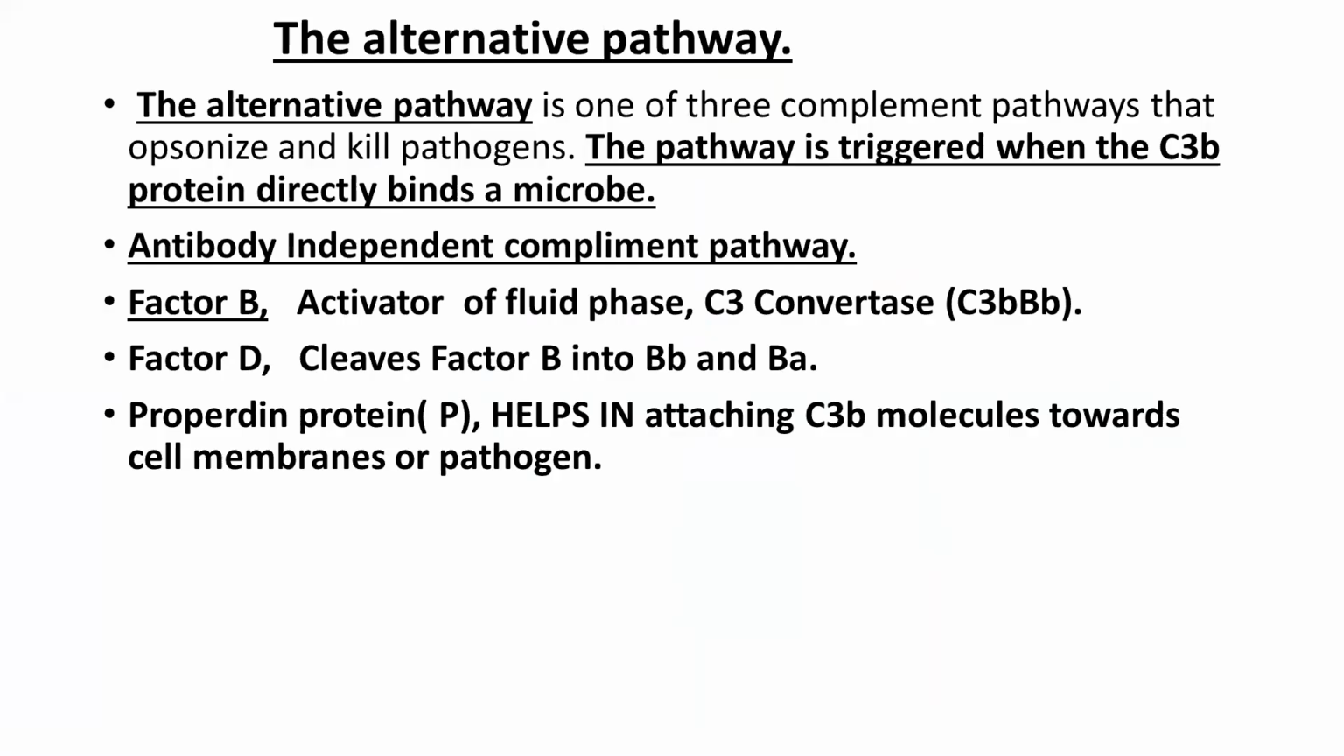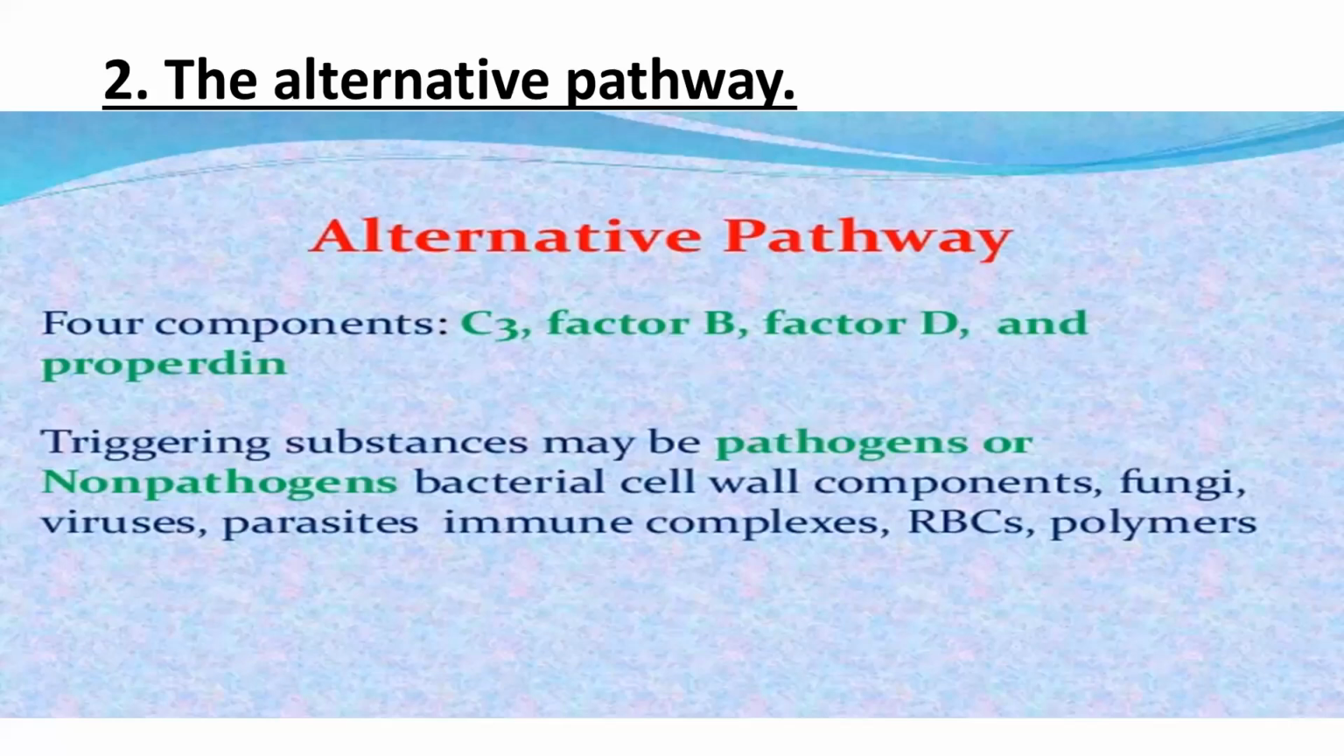Now, the alternate pathway. The alternate pathway has 4 components: C3, factor B, factor D, and properdin. Triggering substances may be pathogens or non-pathogens: bacterial cell wall components, fungi, viruses, parasites, immune complexes, RBCs, or polymers. These trigger the alternate pathway.